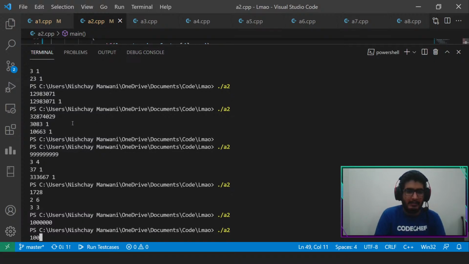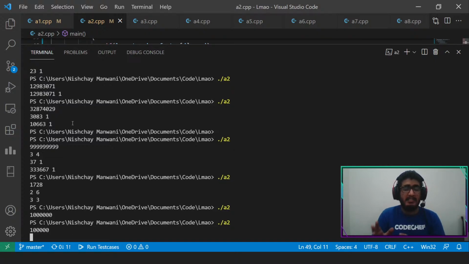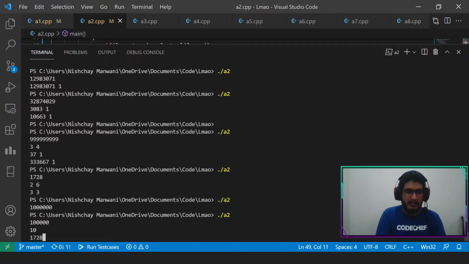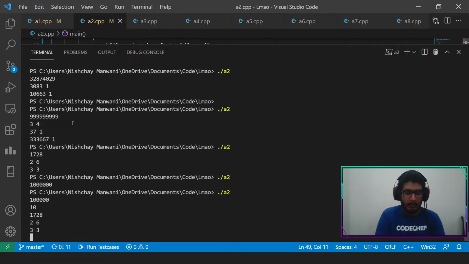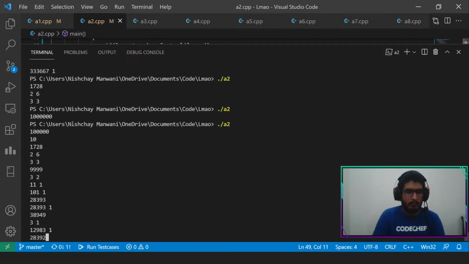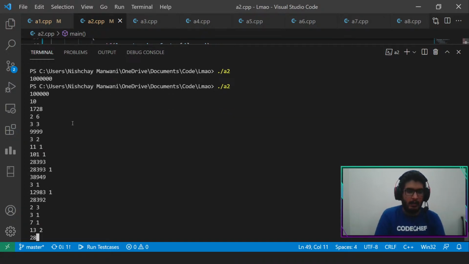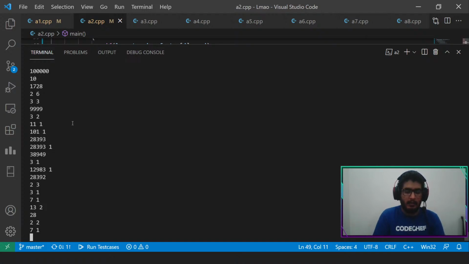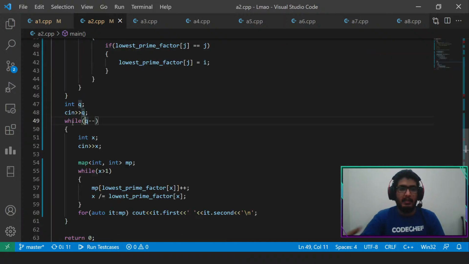I guess not. Let's put it as 10 to the power 5. If we had put a static array or a vector, then it would have worked, but because C++ does not allow large arrays to be built on the stack, it wasn't building before. But anyways, now as we have kept 10 to the power 5, we can put our queries. Let's put 10 queries here. So 1728, that's giving 2 to the power 6 into 3 to the power 3, 9999, then 2 into 3 into 5 into 7, that's 210, and 420, 1337, and so on.